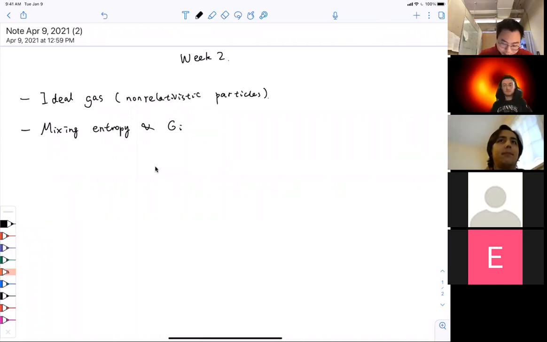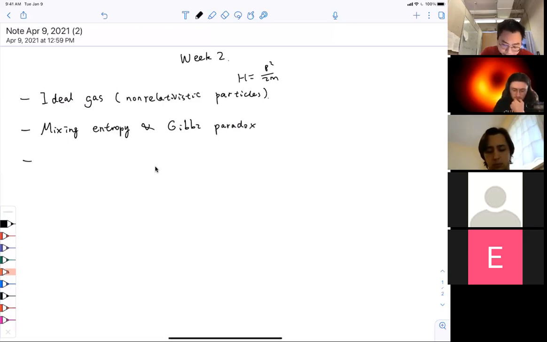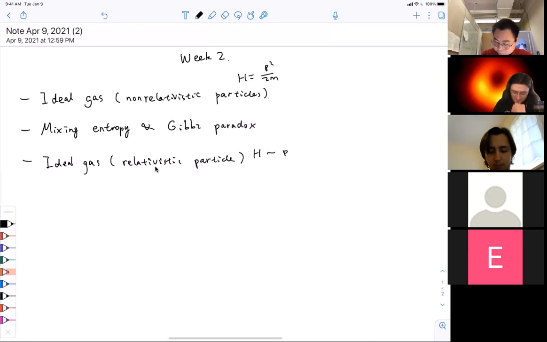So right, one is about the ideal gas for non-relativistic particles, meaning that the Hamiltonian is p squared divided by 2m, mixing entropy and the Gibbs paradox. And if we have time, we can talk about the ideal gas for relativistic particles. If we don't have time, you can derive it by yourself. The only difference now is that the energy is proportional to your momentum, right?